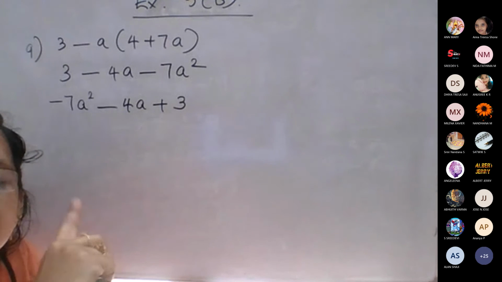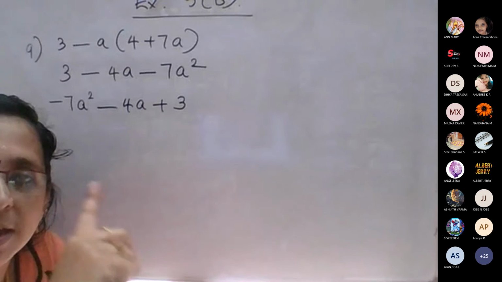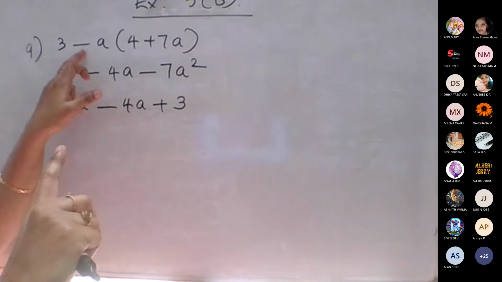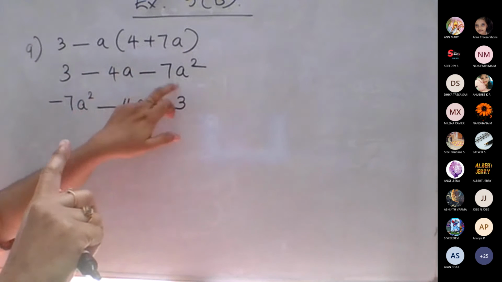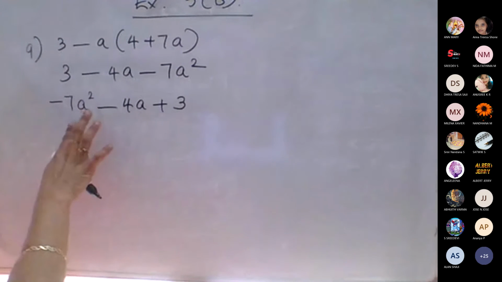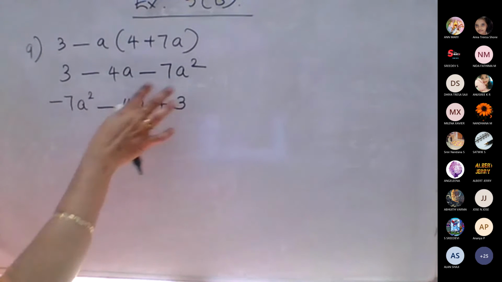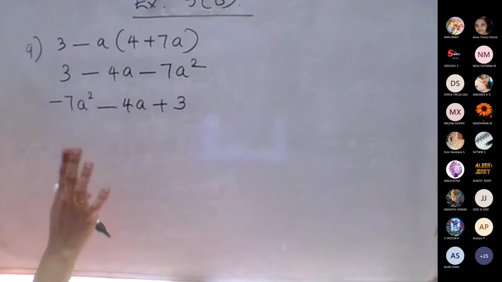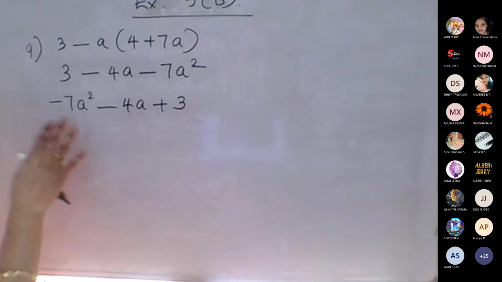Changing the brackets is very important. We should concentrate on that sign also. Negative 4a, then negative into positive is negative 7a square. So for our convenience, we write that square term first, this way. So negative 7a square minus 4a plus 3.